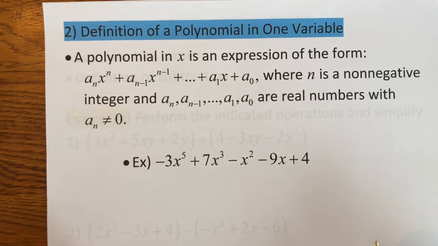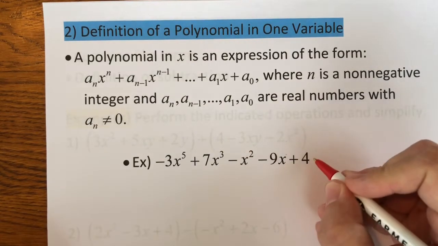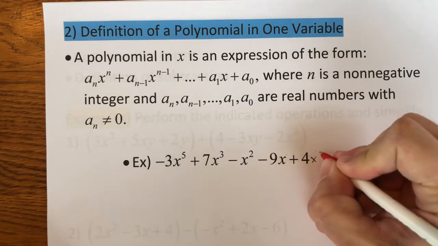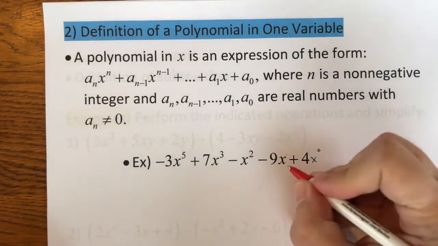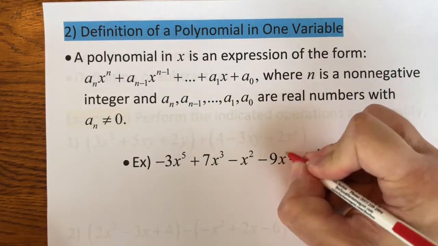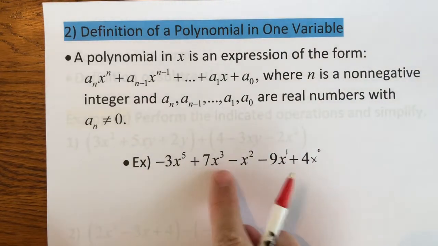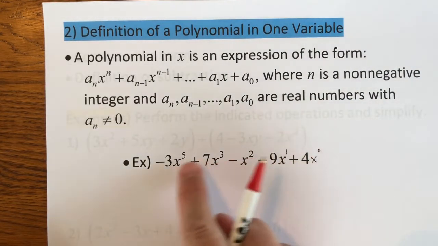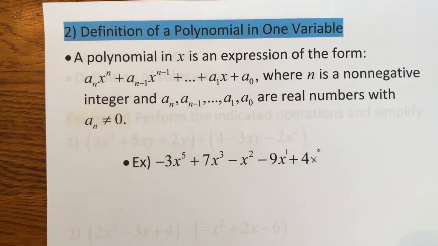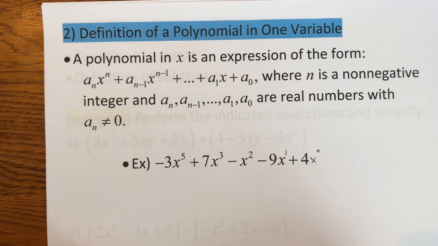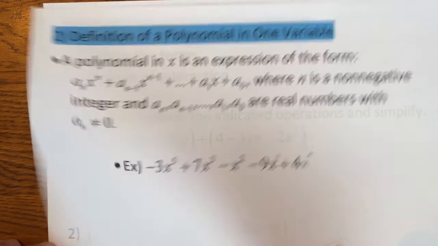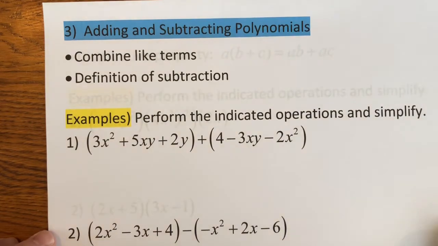Whole numbers. So in other words, what this really means is 4x to the 0. What this really means is negative 9x to the first. Every single base x is raised to a whole number exponent. If that's true, then it is a polynomial. What we need to be able to do with polynomials at this early point is add them, subtract them, multiply them. Okay? So let's go ahead and get started with adding and subtracting.